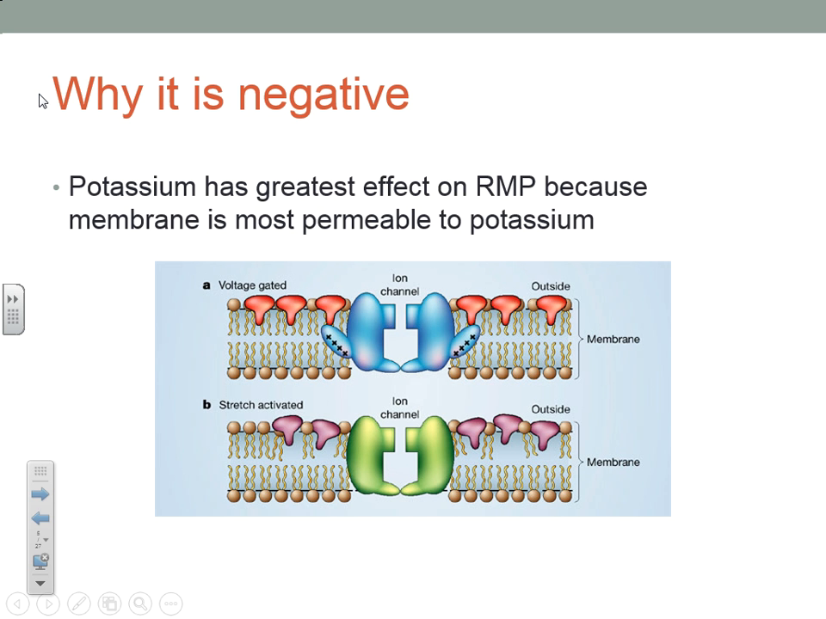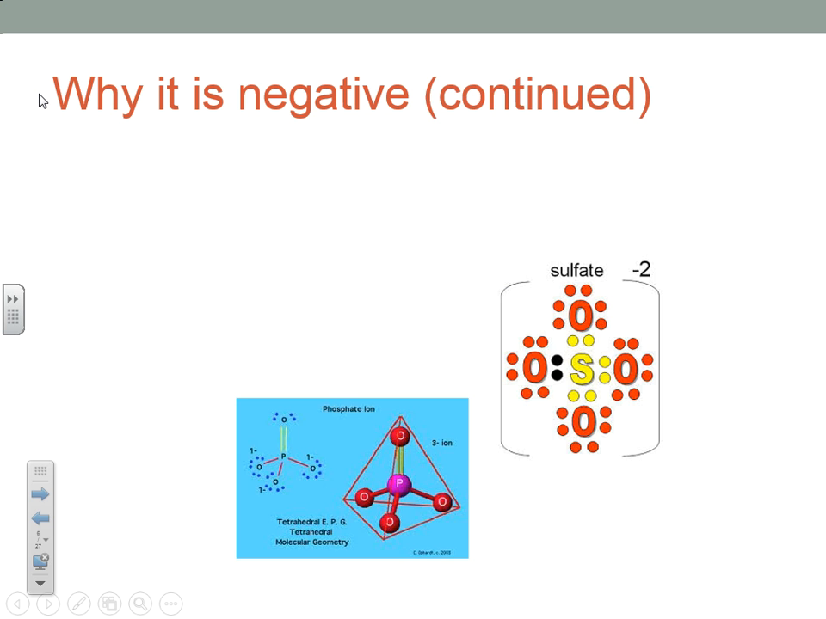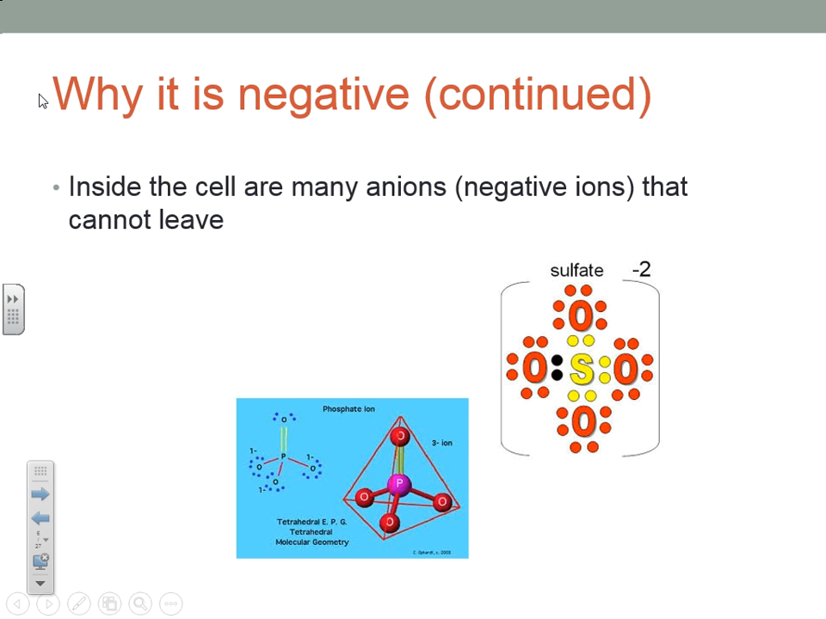Okay, so the reason why the inside of the cell is negative, first of all, we have anions inside of the cell, and second, potassium is able to move through the cell easier, so we have more potassium that leaves the cell. But typically there's more potassium on the inside of the cell and more sodium on the outside. Okay, so as I mentioned, we do have negative ions inside the cell, such as sulfate and phosphate. They cannot enter or exit the cell, so they're just going to stay inside the cell.